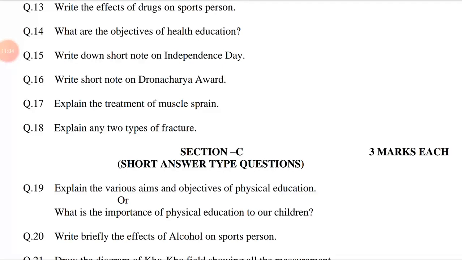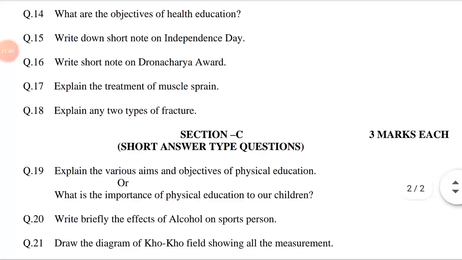The harmful effects of drugs on sports persons are as follows. Number 1, they cause serious damage to the nervous system. Second, drugs affect the cardiovascular system of sports persons. Third, eyesight is badly affected and hearing capacity is lost. Fourth, the coordination of the various body parts of sports persons is slowly lost. Number 5, addiction to drugs leads to malfunctioning of vital organs, etc.